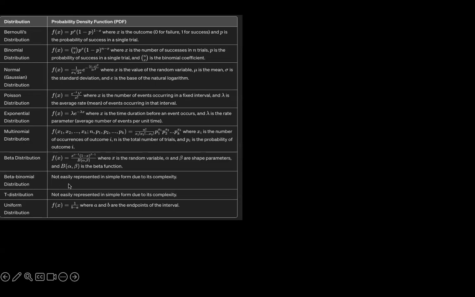Beta binomial is not easily represented due to its complexity, and also the T distribution. But uniform is equally likely events. So f of x equals 1 by (b minus a), where a and b are the endpoints of the interval.